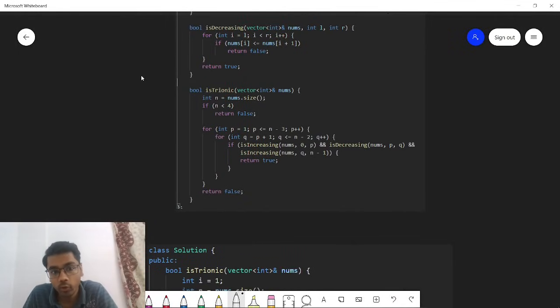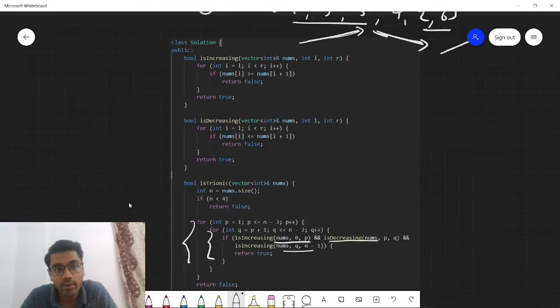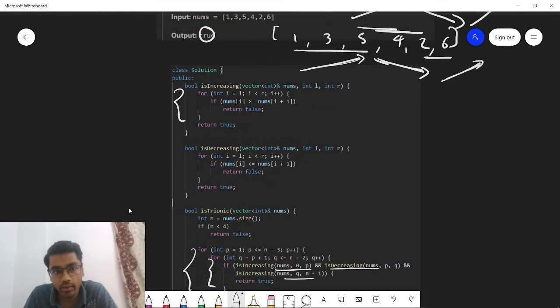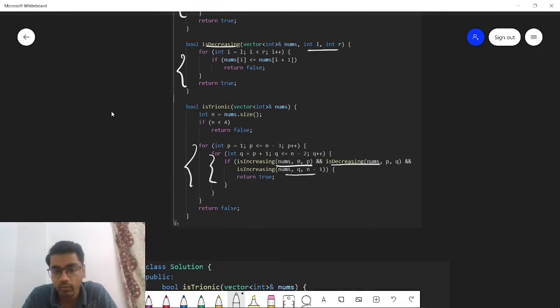In the brute force solution, we are iterating over all possible values of p and q, and we are checking whether from 0 to p it is strictly increasing, from p to q it is strictly decreasing, and from q to n - 1 it is again strictly increasing. We have created two functions, isIncreasing and isDecreasing, which check whether the part from L to R is strictly increasing or strictly decreasing. This is what it is doing.